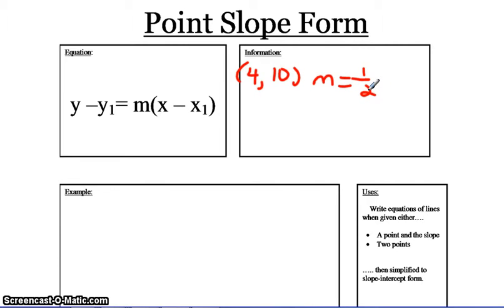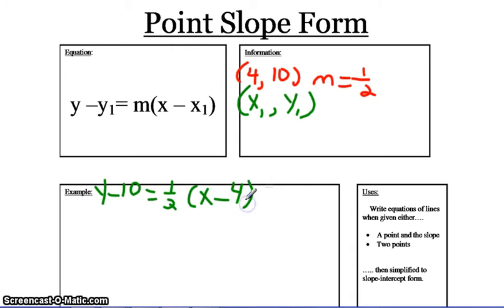So I want to write an equation of a line that contains a point (4, 10) and has a slope of 1/2. Now the first thing I like to do is to label my point x sub 1, y sub 1, and then I can plug into the formula. y minus my y coordinate, which is 10, equals my slope, which is 1/2, times x minus my x coordinate, which is 4. And there I have the equation in point slope form.